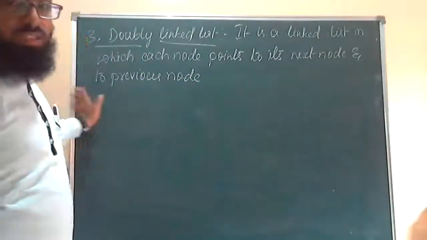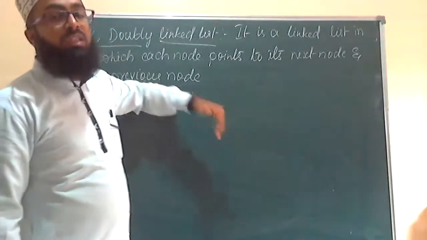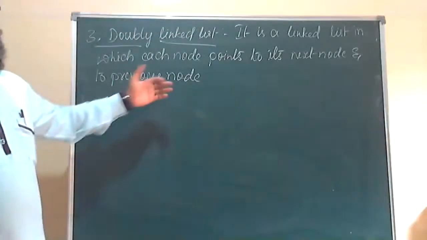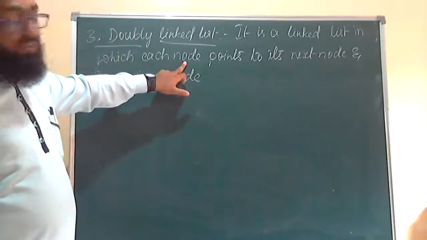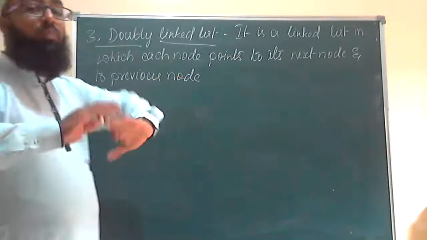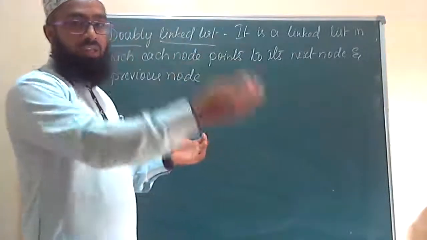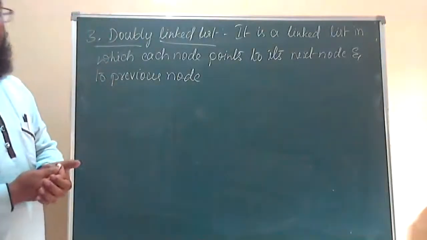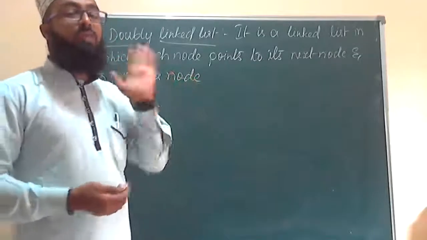So far we have discussed that a link field can point only to its next node, and in circular linked list it can point to any node. But here in doubly linked list, every single node will point to both the succeeding node and the preceding node. How is it possible? Because in a doubly linked list, every node has three parts.